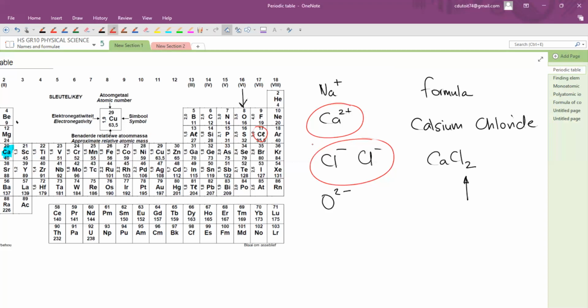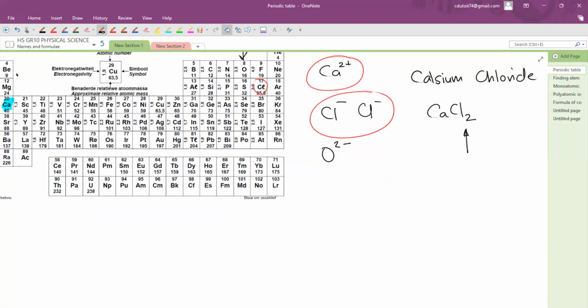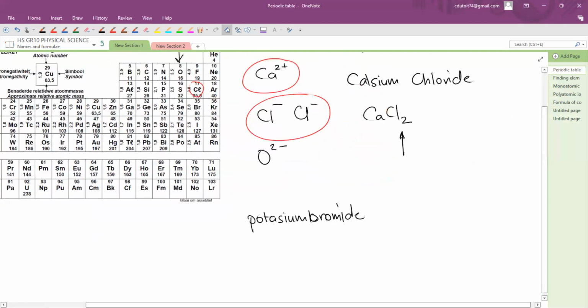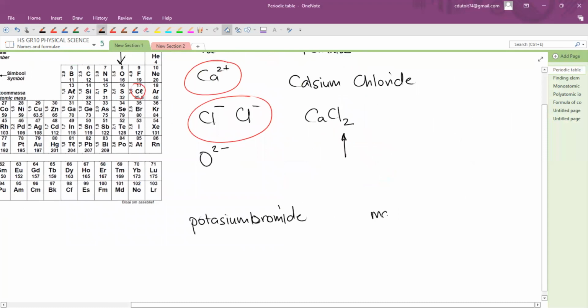Okay, so now we're going to do 3 or 4, and I want you to use your periodic table. Do you have it in front of you? Yes. I want you to do potassium bromide, and I want you to do magnesium fluoride. Let's just do the twos.